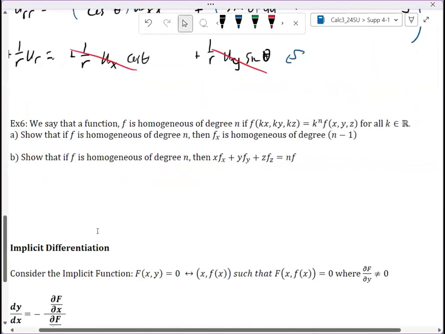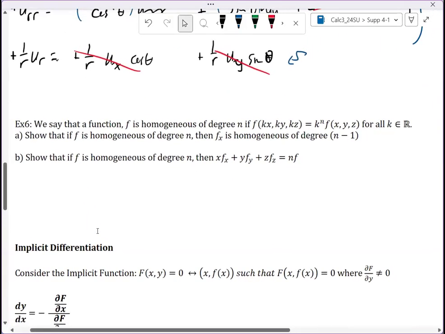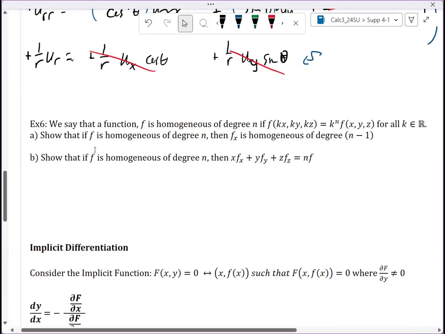Okay, so let's look now at exercise 6, looking at homogeneous functions. We say that a function f is homogeneous of degree n if it's true that f of kx, ky, kz equals k to the n f of x, y, z. So in other words, if we can factor a constant multiple of all the variables out of the function, and it comes out with a power n.